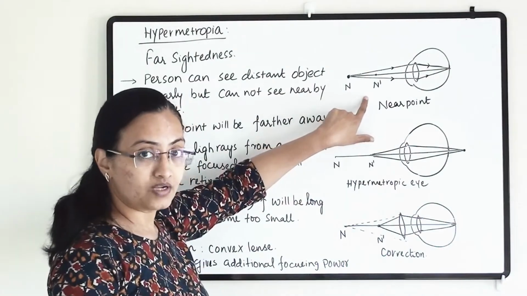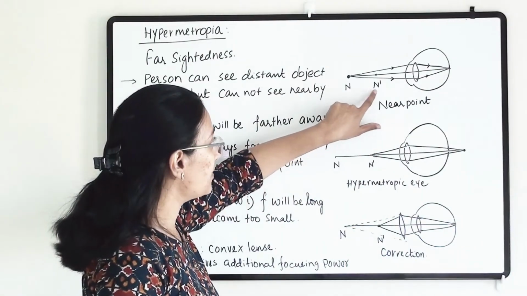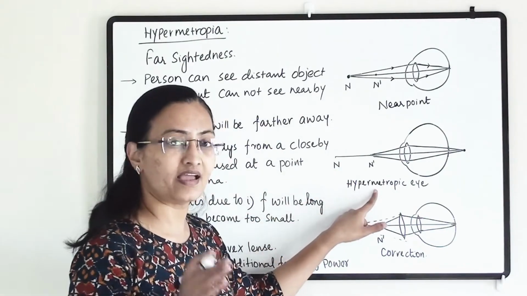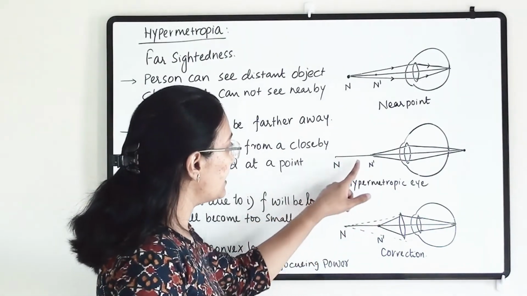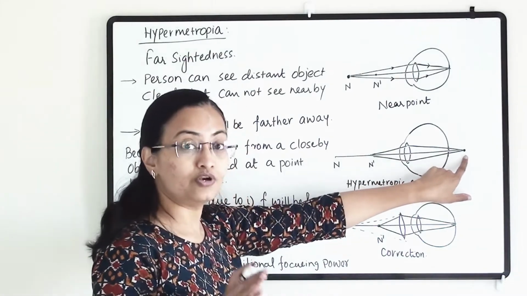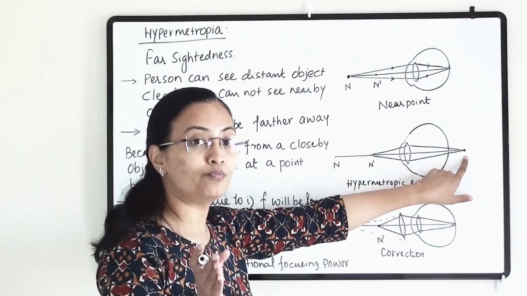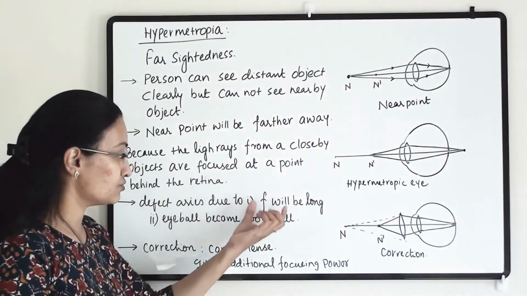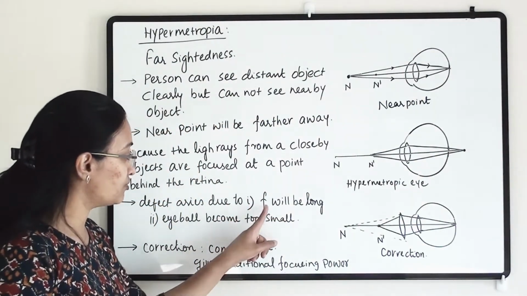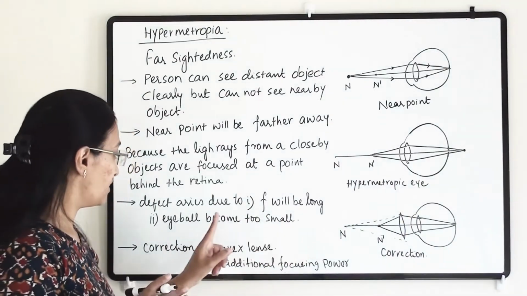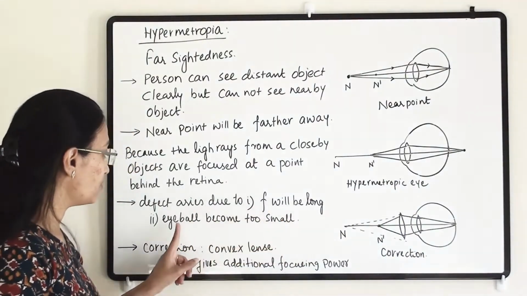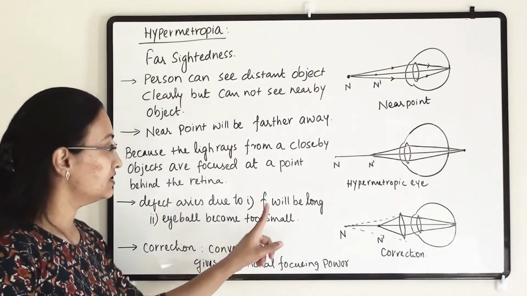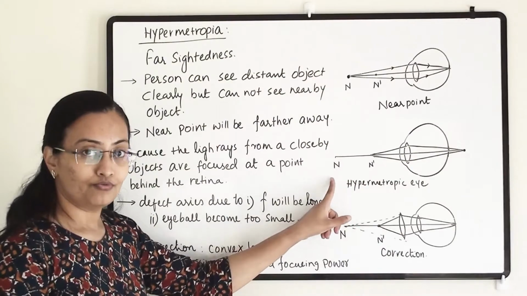So here in figure 1, we can see that the near point has been shifted farther away. In a hypermetropic eye, the image will not form at the retina but behind the retina. What are the possible causes of this defect? The focal length has become long, or the eyeball has become too small. Because of these two reasons, the near point has been shifted far away.